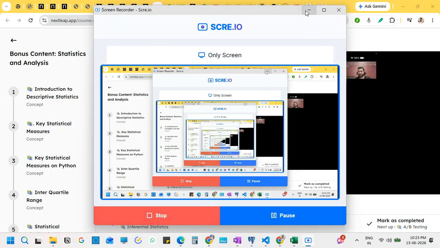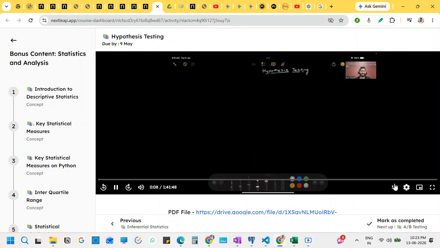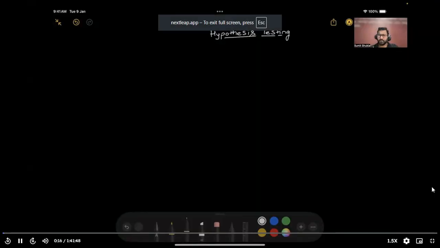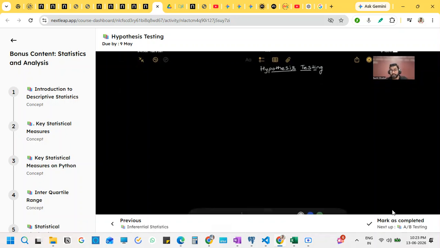Hello everyone. So welcome to this particular new module, which is hypothesis testing. Now, we have already talked much about the descriptive statistics part. Then we also did a detailed discussion on inferential statistics, to discuss the central limit theorem. Now, in this particular module, we will talk about hypothesis testing. First of all, what is hypothesis testing? And then we will be able to understand why we actually need hypothesis testing.